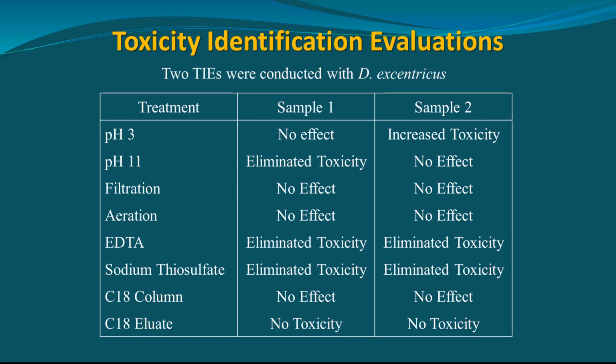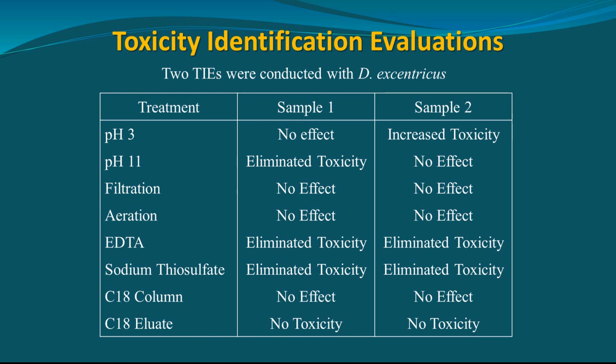Filtration for particles, aeration for volatiles or ammonia, EDTA for chelating divalent cations. Sodium thiosulfate also affects certain metals. It's also there for chlorine. That's one of the reasons for adding sodium thiosulfate. And these are that C18 column, which is a solid phase extraction column for eliminating organics, and then eluting the column to see if you can determine the cause.